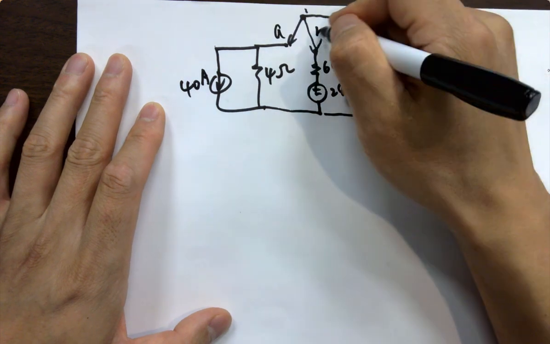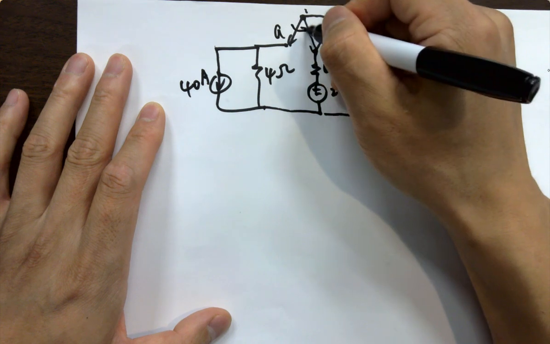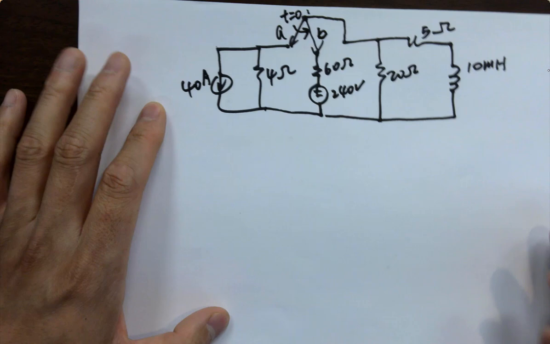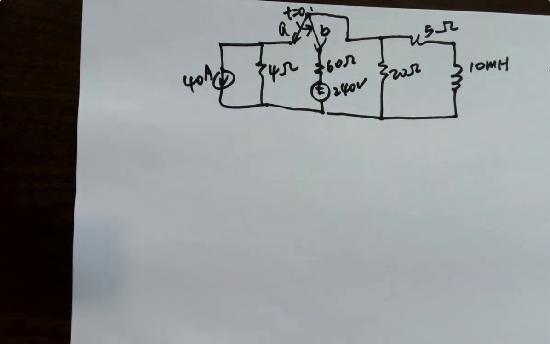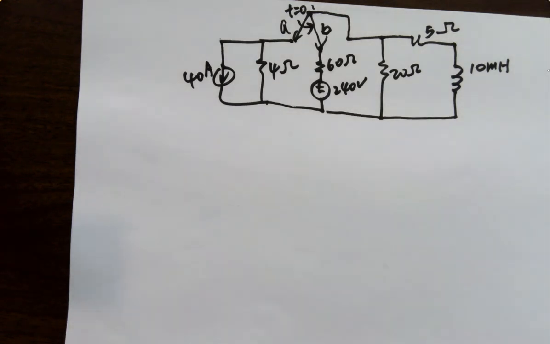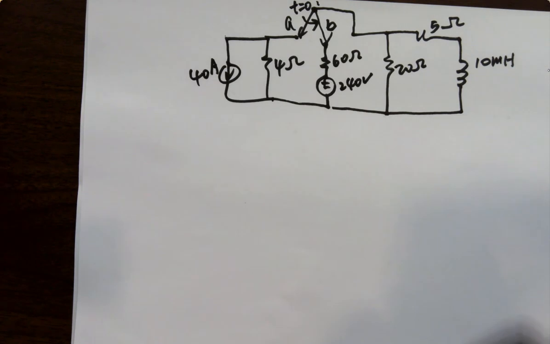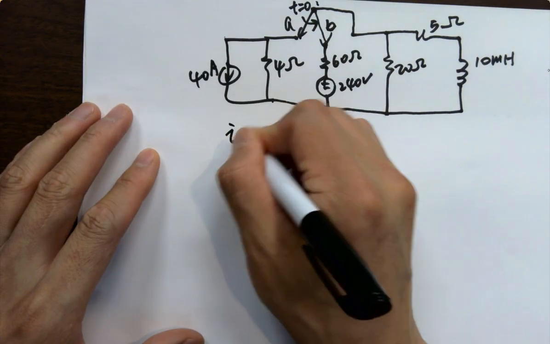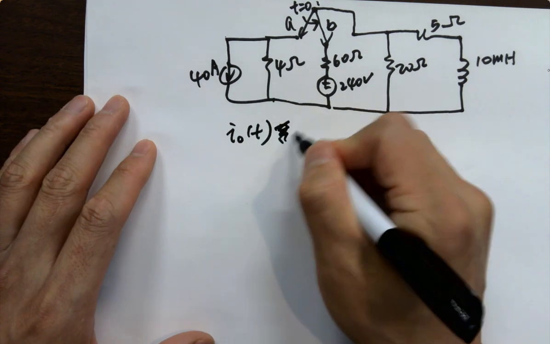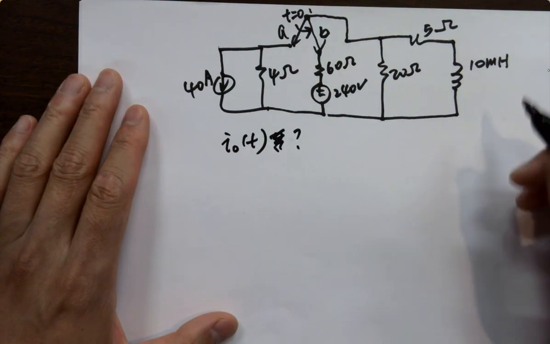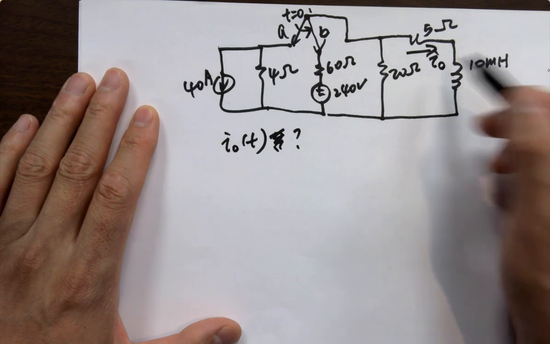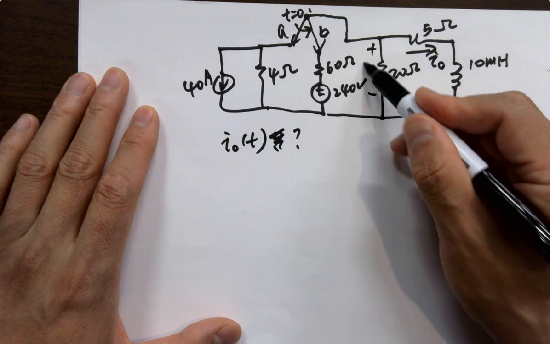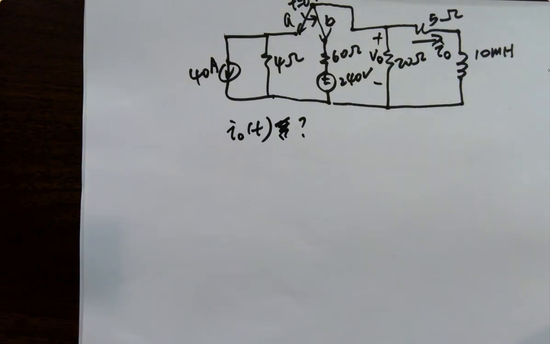A, B, so at T0 the switch moves to B. The switch has been in a position for a long time. At T0, the switch moves to B. So what is I0T? Where is I0T? I0T is over here. And the B0 is here.